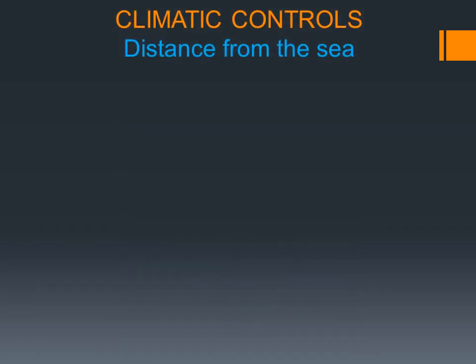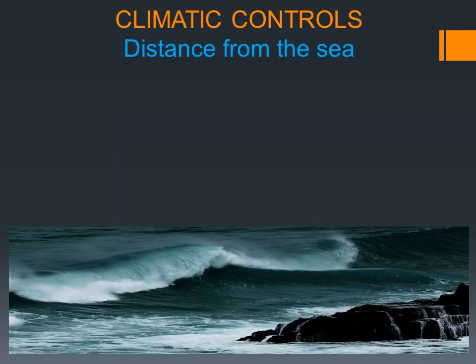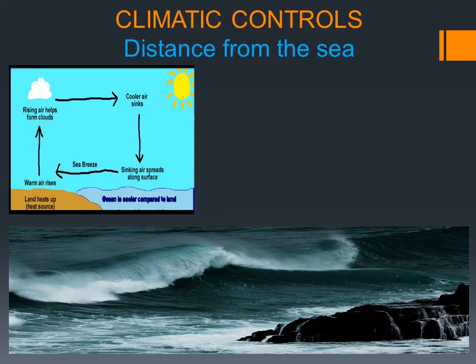Distance from the sea in climatic controls. So when a place is near to the sea, the climate differs. When it is away from the sea, the climate differs. For example, here are two concepts we have to understand. One is the warm and cold winds. Then next is the setting of sea breeze and land breeze. This also affects the climate of a place.